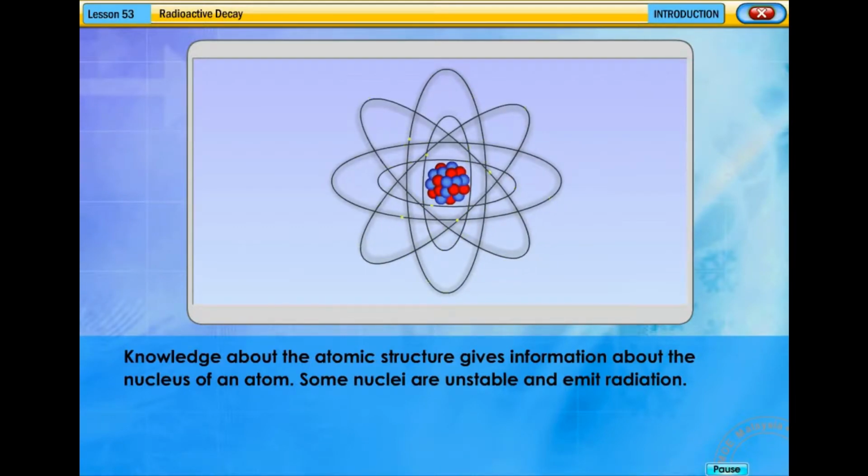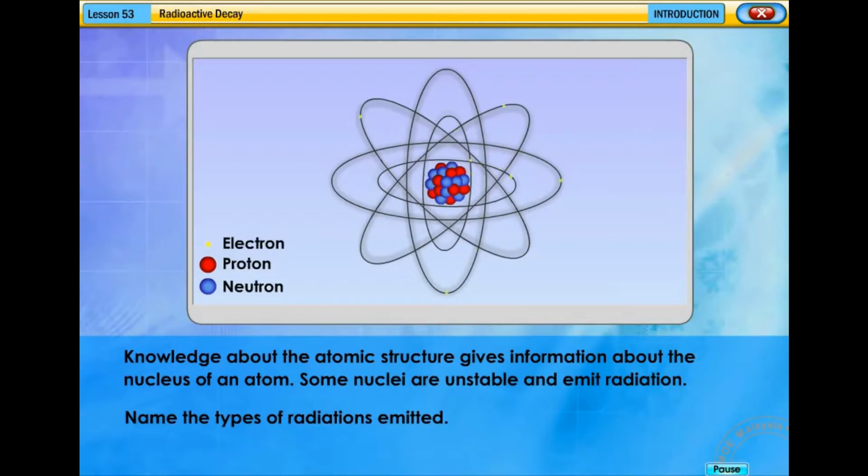Knowledge about the atomic structure gives information about the nucleus of an atom. Some nuclei are unstable and emit radiation. Name the types of radiations emitted.